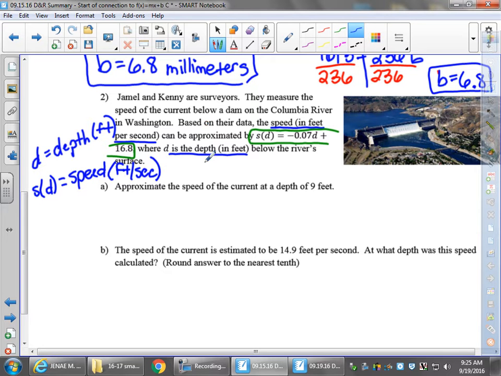Great. So now that we've defined our variables, if we need extra copies, they're on the wall. Otherwise, let's make sure we're working on ours right now and updating the notes. Approximate the speed of the current at a depth of 9 feet. What am I going to do? A strategy to know what we're going to do, let's circle 9 feet. Is that a value for D or S of D? S of D. D. Speed, this is not feet per second, right? So it's depth, I'm given feet, value for D. So we're going to compute what? Calculate, figure out what?